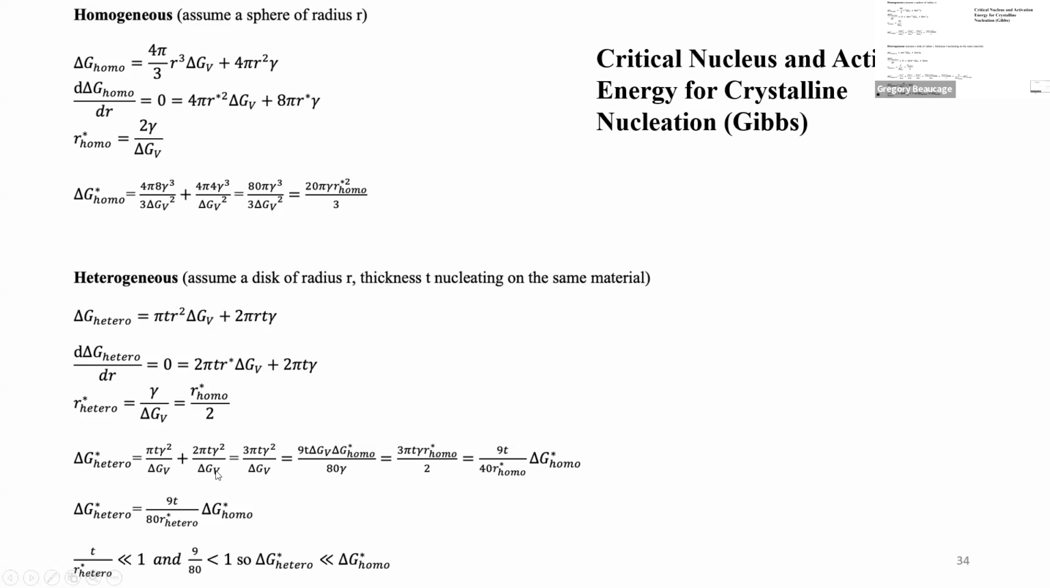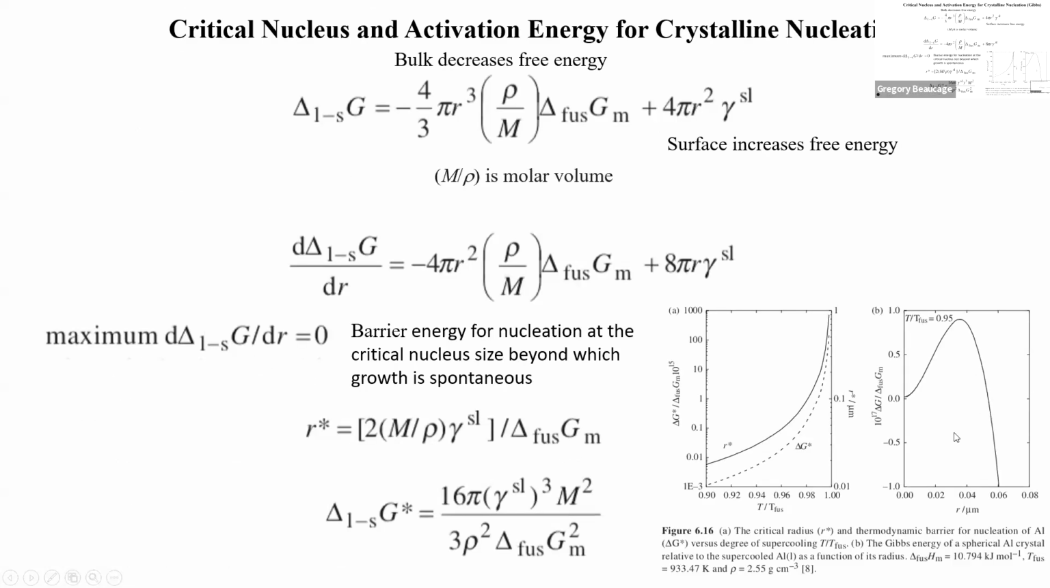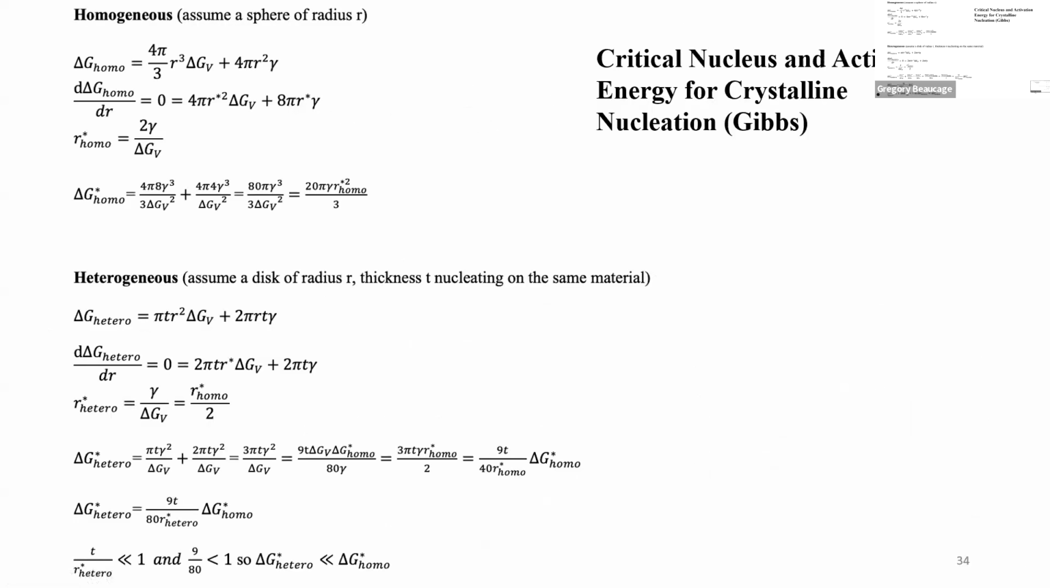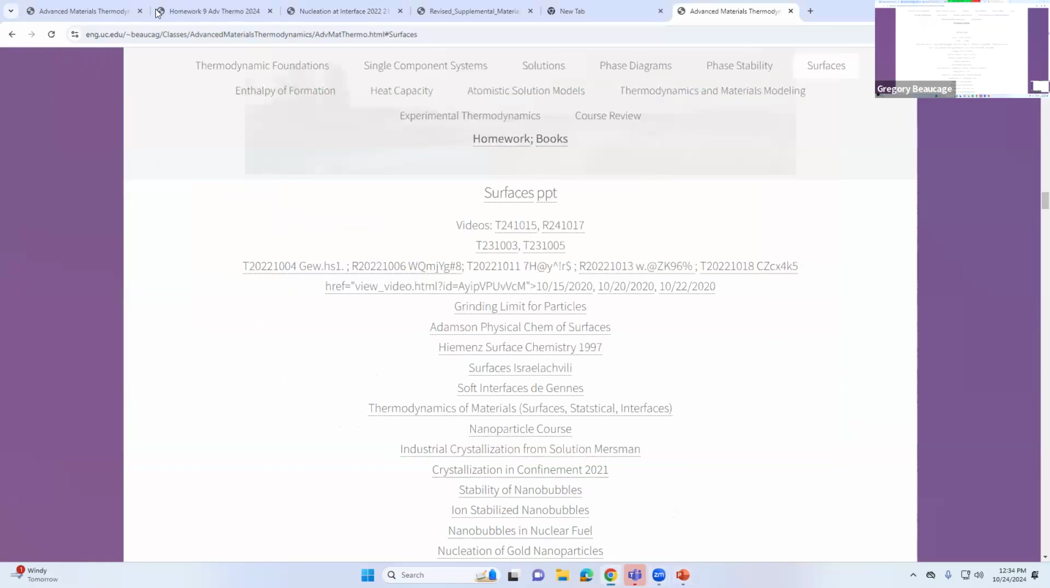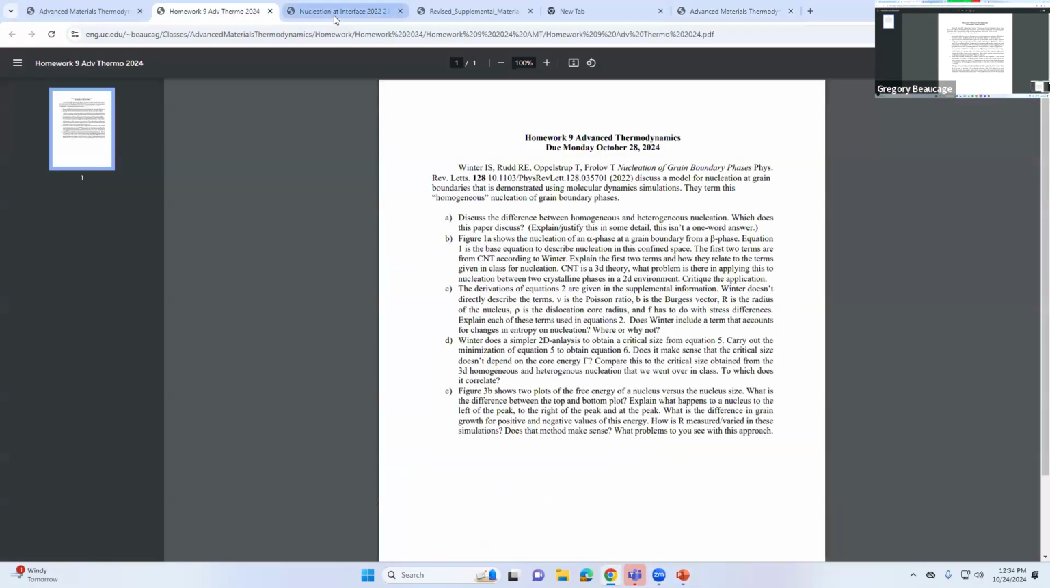So that's heterogeneous. When you do that, you find out you get half the size. So much smaller phases are stable, and the free energy barrier, this barrier peak, is much smaller. So basically, it's much easier to make a heterogeneous nuclei than a homogeneous nuclei. So that's what I went through before. And in this paper, he's following along those same lines.